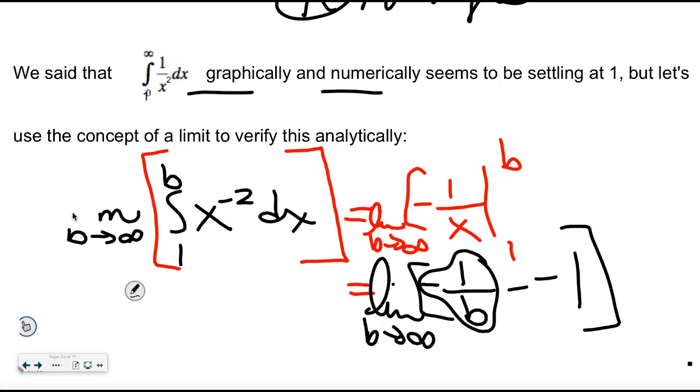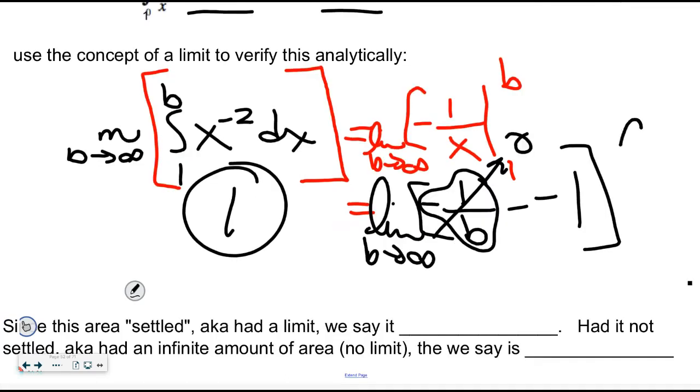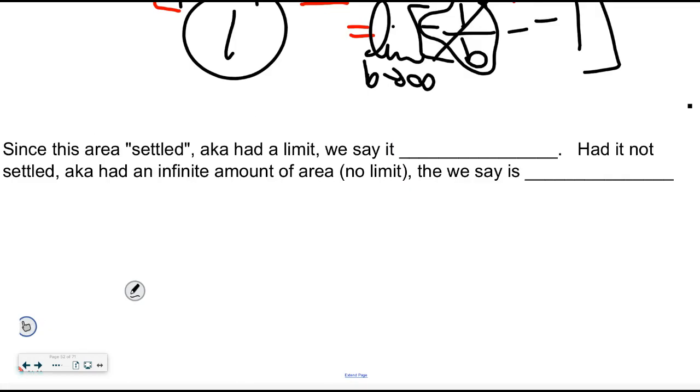All right, so what does this approach? 0. Thank you. 0. What's 0 minus negative 1? 1. So we did it graphically. We did it numerically, and now we just showed it with the calculus. This is how you're going to need to show it. But there's a pattern to this. So let's see how well you get it.